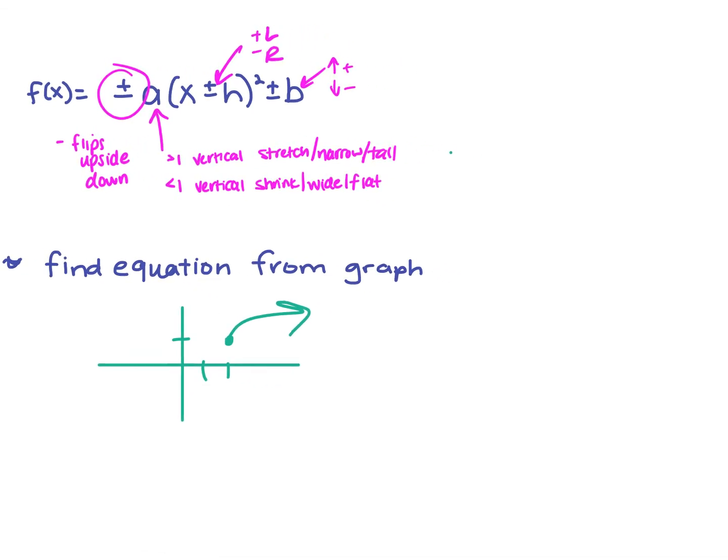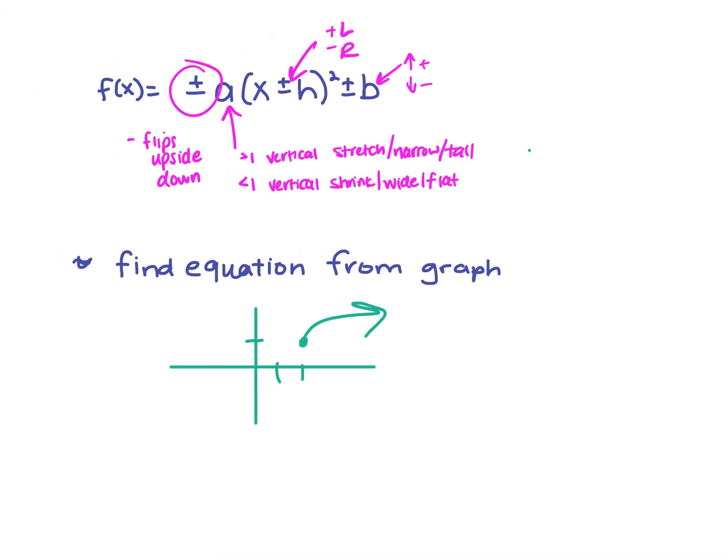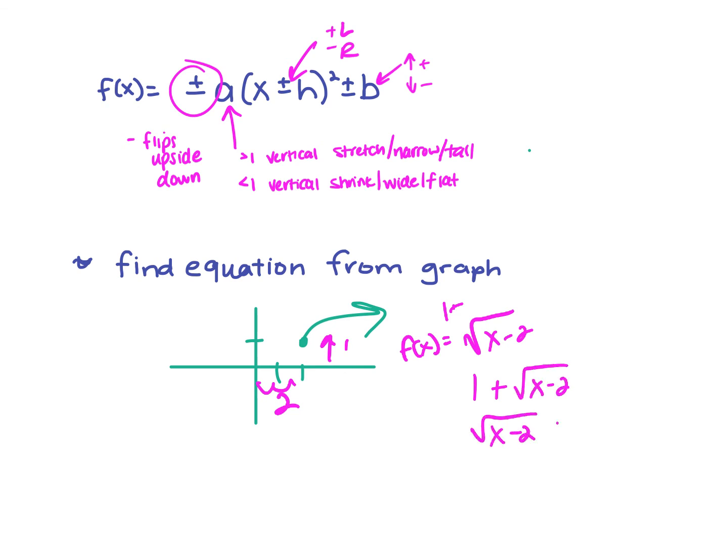Okay, equation from a graph. So first of all, what kind of graph is this? Square root. What are my transformations? 1 up and 2 to the right. Good. 1 up, 2 to the right. So what's it look like in the equation? 1 plus the square root of x minus 2. Oh, okay, so you're putting the 1 at the front. That's fine. So it could be 1 plus square root x minus 2, or it could be square root x minus 2 plus 1. F of x equals. Okay, either of those works.